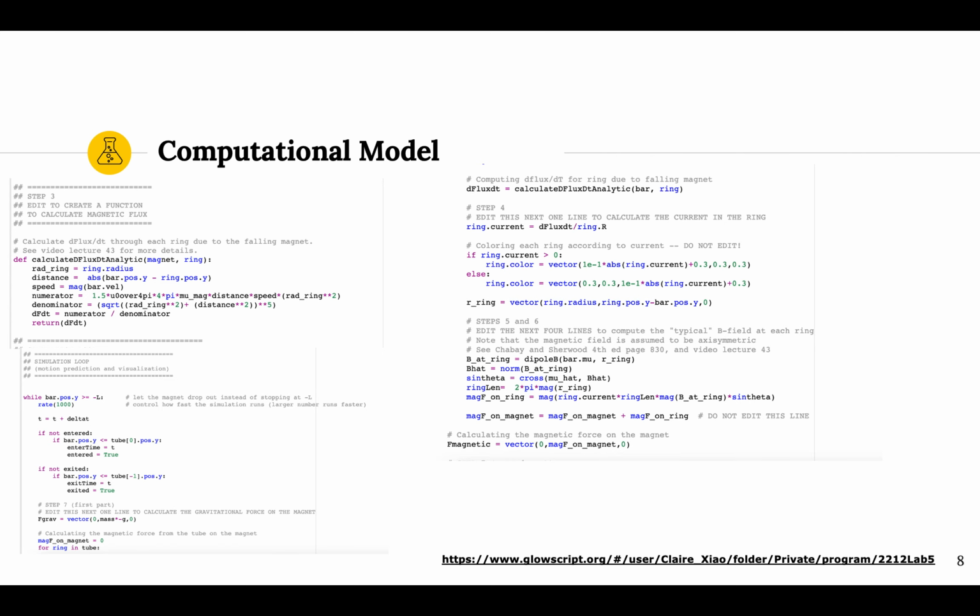Next is continuing on to show more of the code in the computational model. You can see the calculation for the flux in that function, and on the right you can see the different calculations for the current and the force on the magnet. The link to my GlowScript code is in the bottom right.